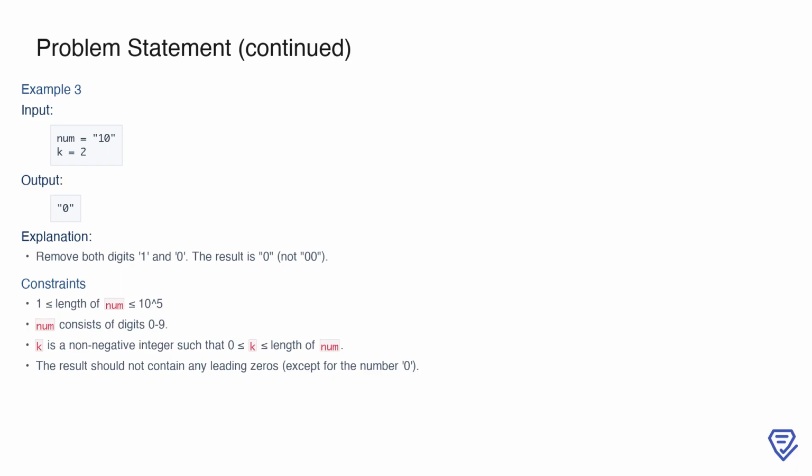Now, let's go over the constraints. The length of number will always be between 1 and 100,000, and number will only contain digits from 0 to 9. Additionally, the value of k will always be a valid non-negative integer, ranging from 0 to the length of number. These constraints ensure that the input is well formed and within a manageable size for computational purposes.